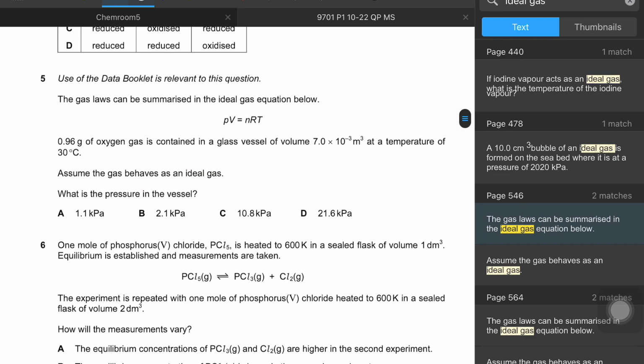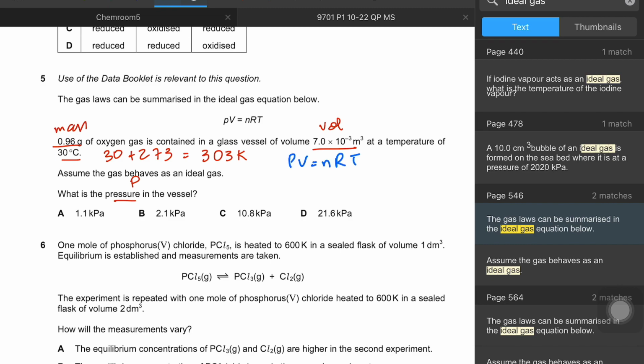Let's look at this question where it says 0.96 gram of oxygen gas, which is the mass, is contained in a glass vessel of volume 7 exponent minus 3 meter cube. So we have the volume, and the temperature is 30 degrees Celsius. We convert it into Kelvin by adding 273, so it becomes 303 Kelvin. They're asking us for the pressure. So it's very simple.